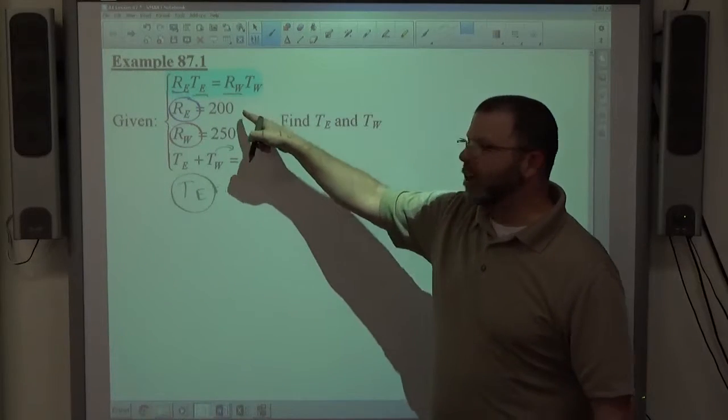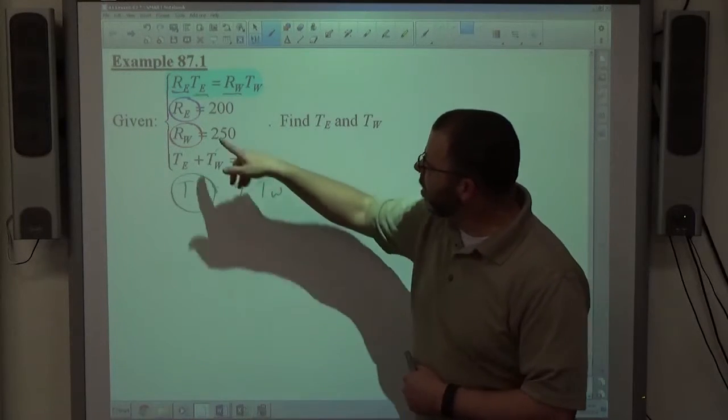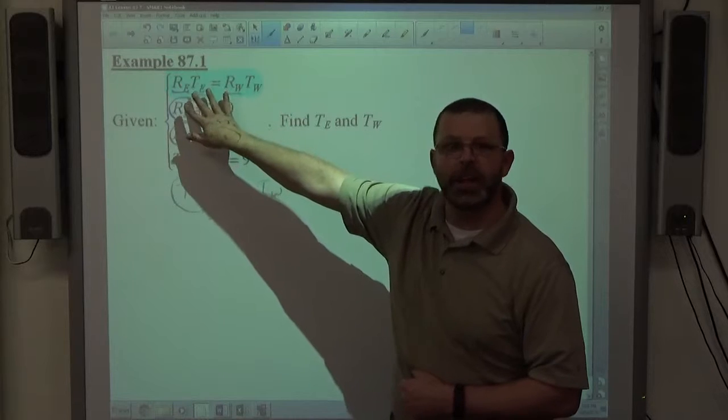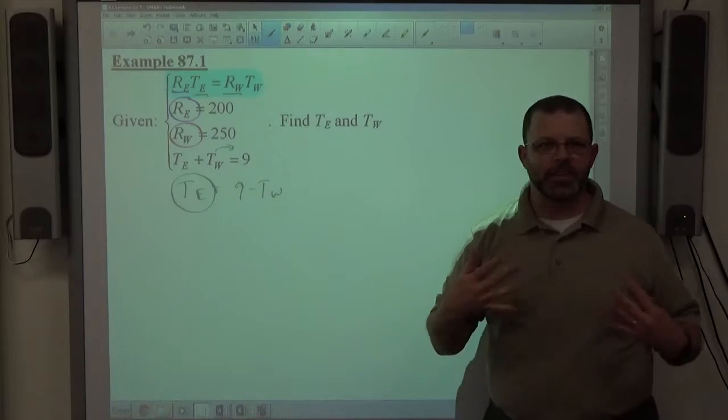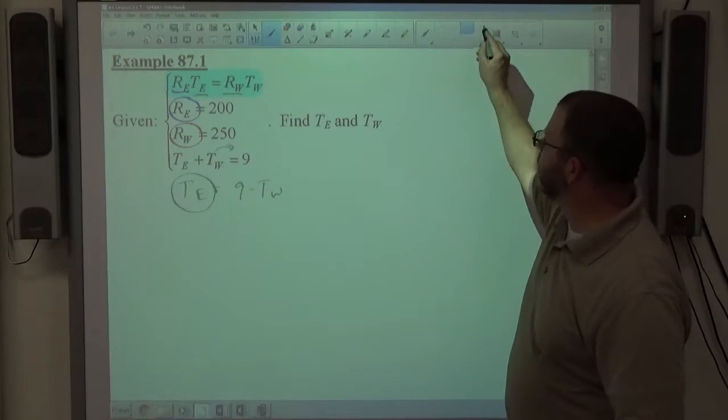And it doesn't matter if they equal nice pretty numbers like 200 and 250 or an algebraic expression like 9 minus T sub W. As long as 3 things in the main equation containing 4 things equal something else, that's the key to these problems. Once you've gotten to that point, now we just substitute stuff in.